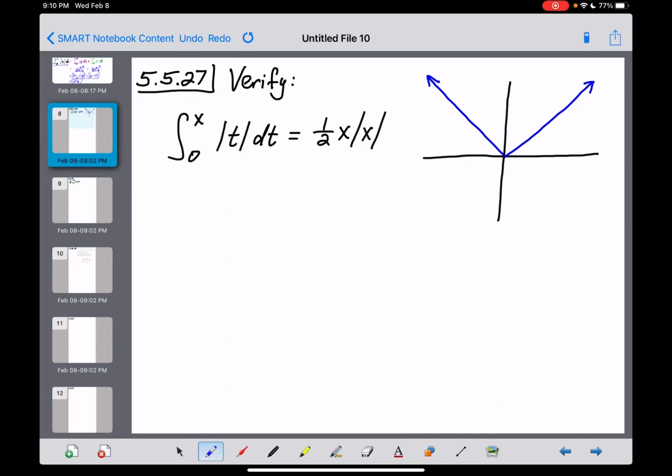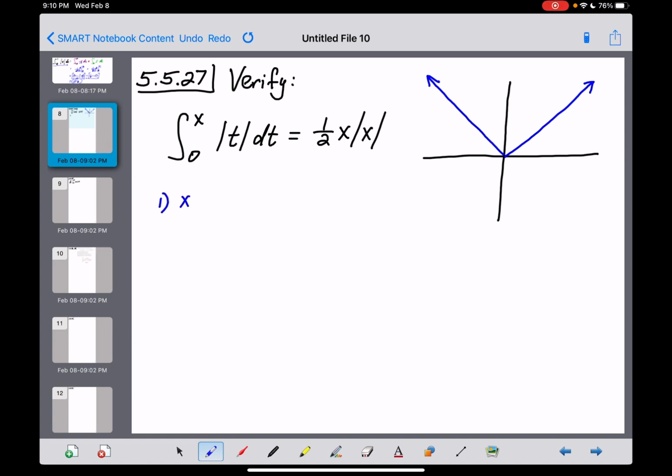All right, in number 27, they're asking you to verify a little formula that they've come up with here, that the definite integral from 0 to x of the absolute value of t dt is equal to this expression here, 1/2 times x times the absolute value of x. And they gave you a little hint here on problem number 27, which was to consider x is greater than or equal to 0, and then x is less than or equal to 0 separately. So let's look at two different cases.